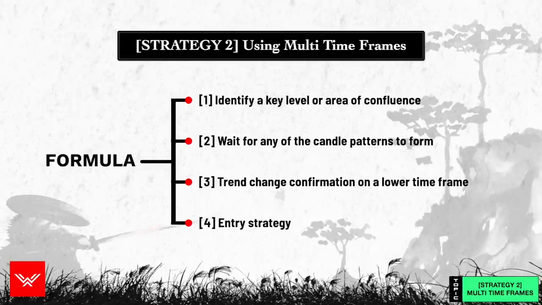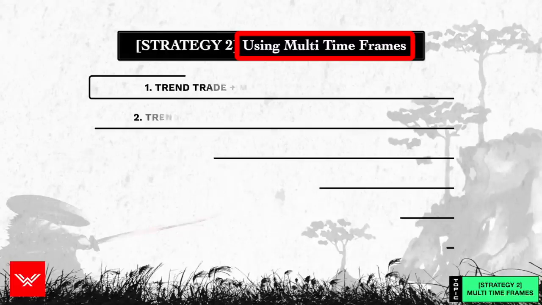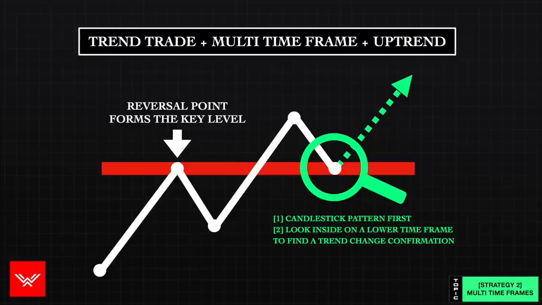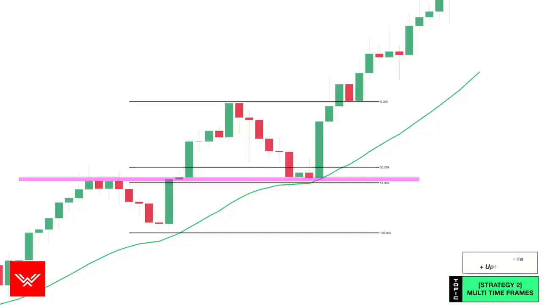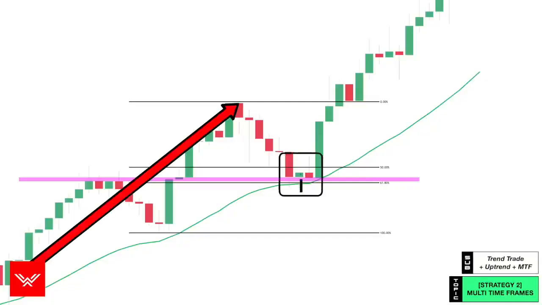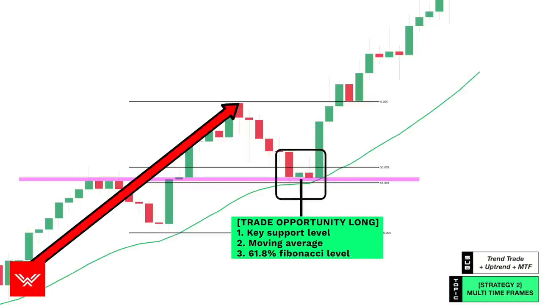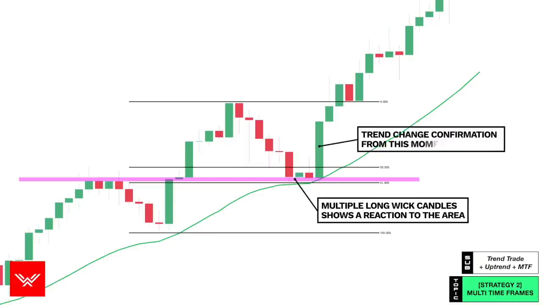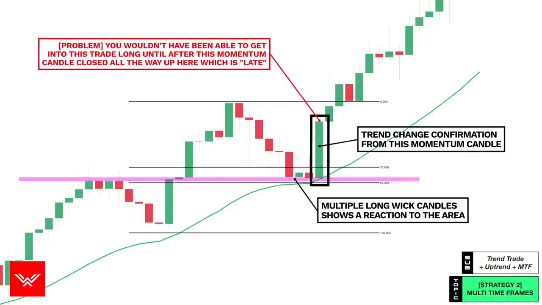Now here's the core formula, combined with the use of multi-time frames. And here are the core variations of the strategy. Starting with the first, which is a trend trade in an uptrend using multi-time frames. Again, you had your uptrend and your trade opportunity long at this area of confluence here. You then had your multiple long wick candles reacting to the area of confluence. Now, the trend change confirmation came from this momentum candle here, meaning you wouldn't have been able to get into this trade long until after this momentum candle closed up here.